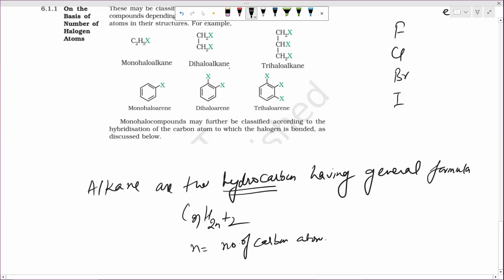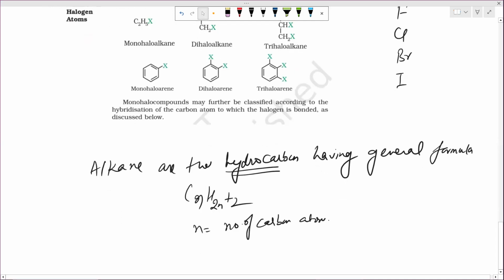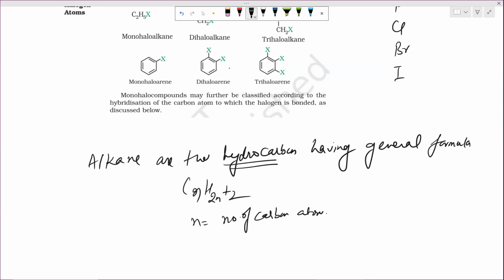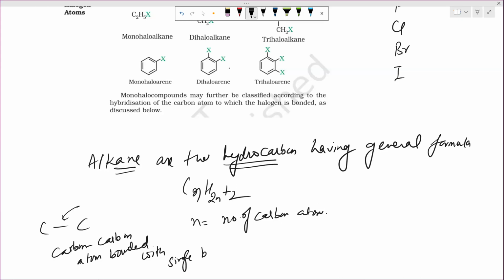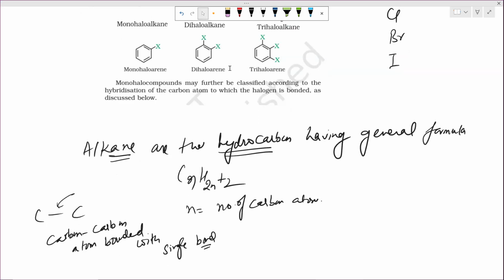So if I simply say, what are alkanes? Alkanes are the hydrocarbons in which carbon atoms are bonded with single bond. Ane means carbon atoms bonded with single bond. Got it? So if the carbon atoms are bonded with single bond, they are going to be an alkane.